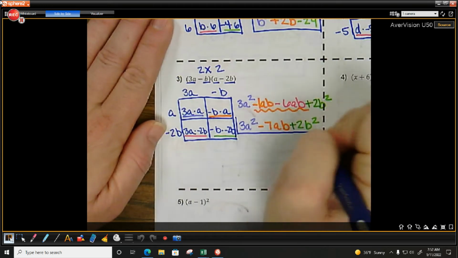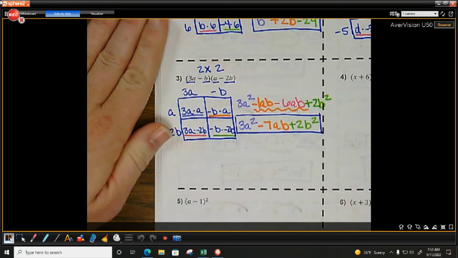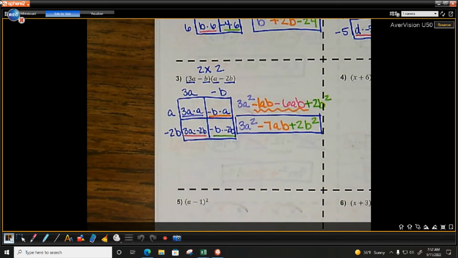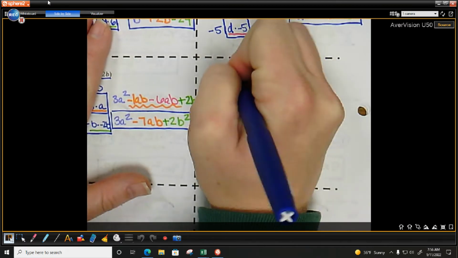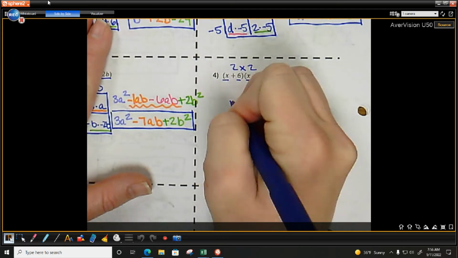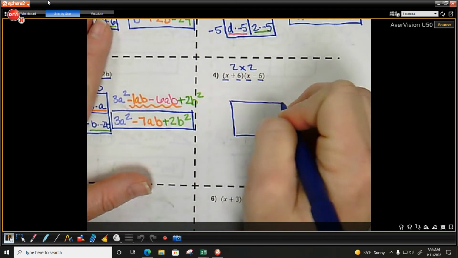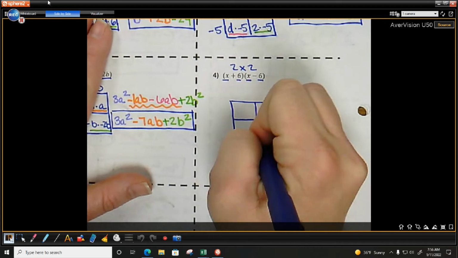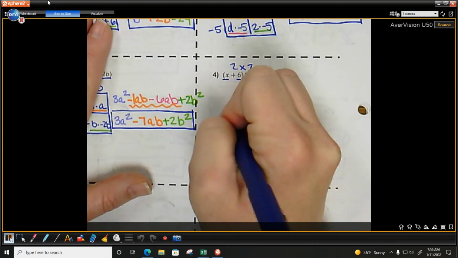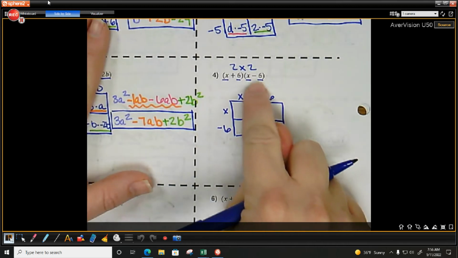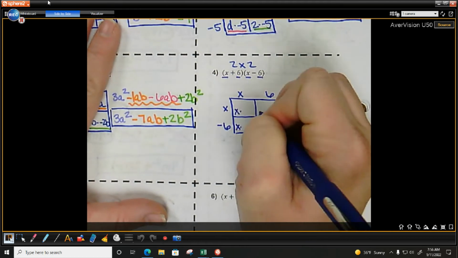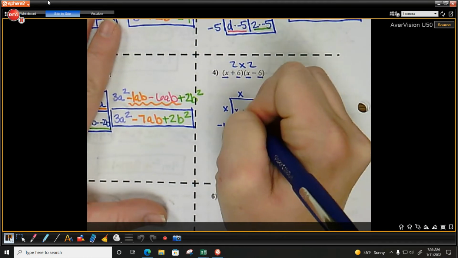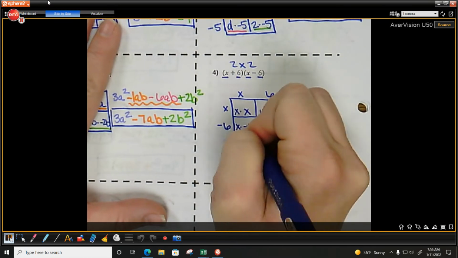Are we ready to try one on our own, guys? I think so. I want you to try number 4 on your own, please. We have 2 terms times 2 terms. I'm going to draw my 2 by 2 box. I have an x and a 6. I have an x and a negative 6. My second 6 has a minus in front. Both these are in the x column. Both these are in the 6 column. Both of these are in the x row. Both of these are in the negative 6 row.